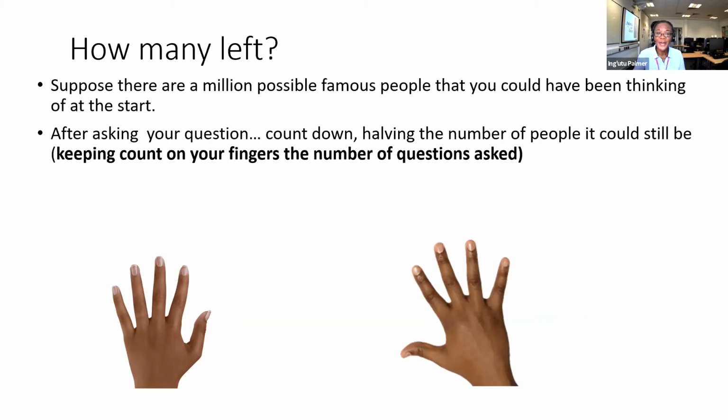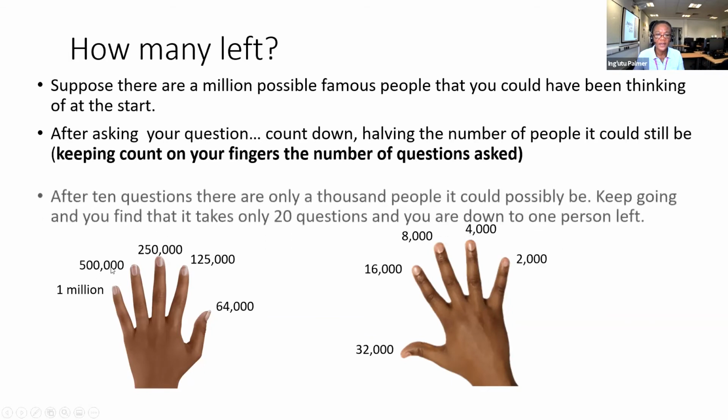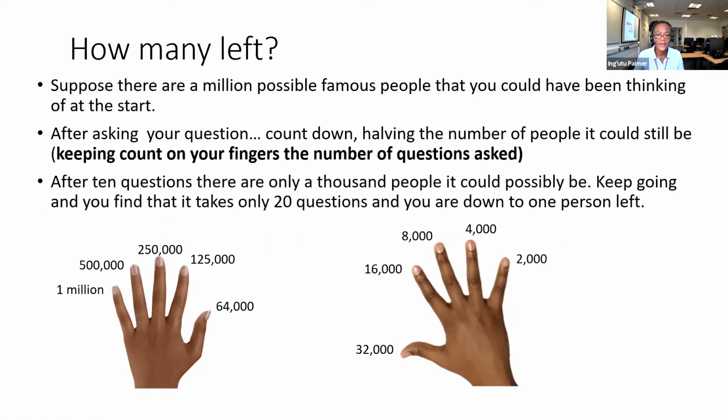Now, how many questions would you need to ask in order to work out who I am? Let's just look at this. If you look at this counting down here, from 1 million, we halved it down to 500,000. If you ask another question, you're halving it down to 250,000. And after 10 questions, you could have narrowed it down to only 1,000 people.